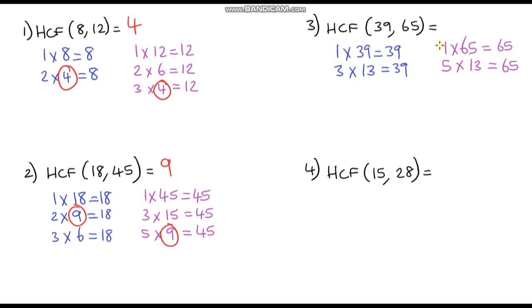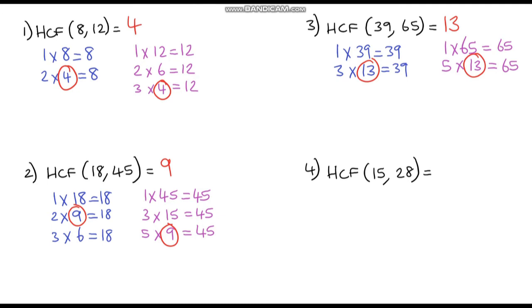Well, we've got 1 and 1, 3, no 3 over here, no 5 over here. We do have 13 in both numbers. So 39 and 65 are both in the 13 times table. So our highest common factor is 13. Okay, let's move on to the last one, 15 and 28.